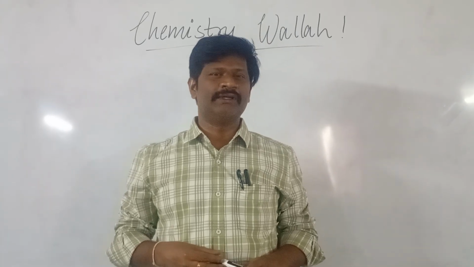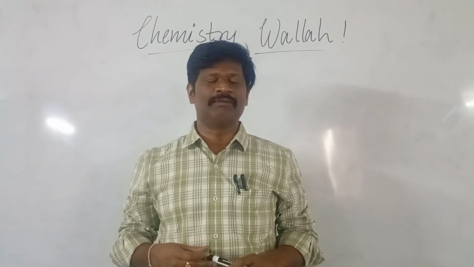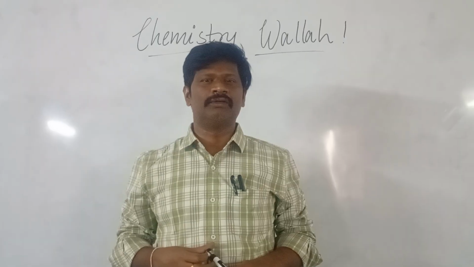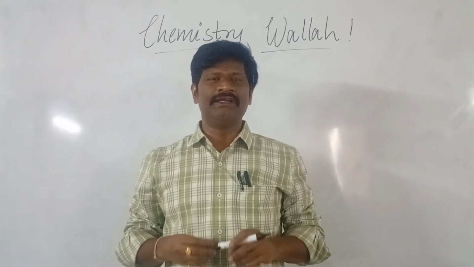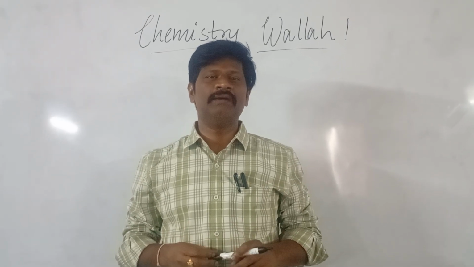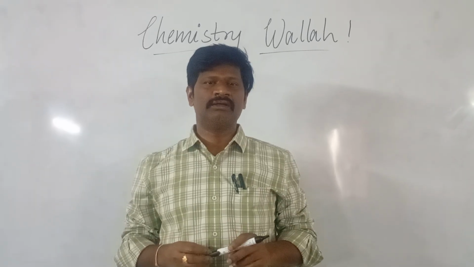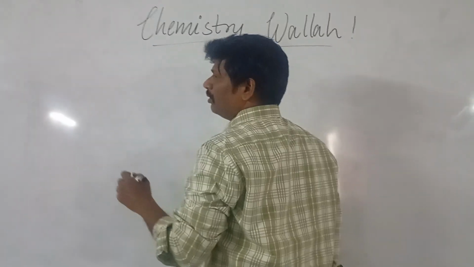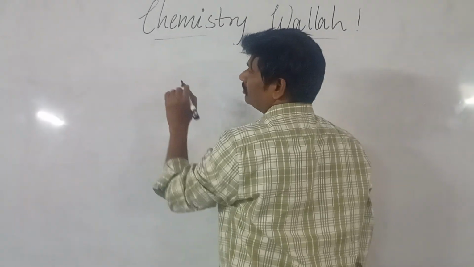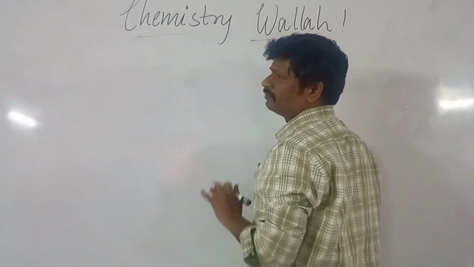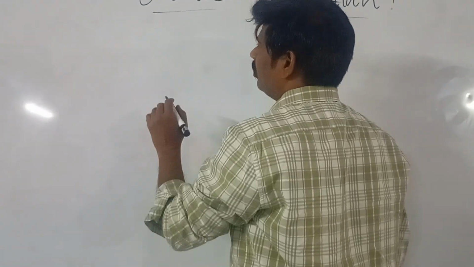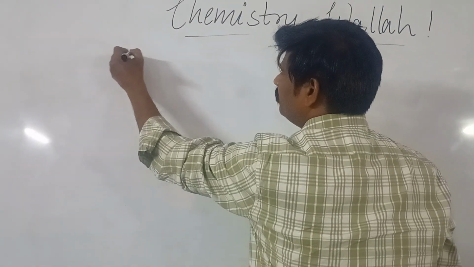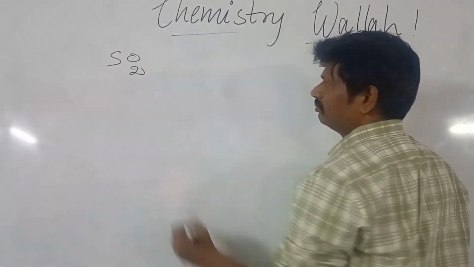Hi students, today I am going to discuss how to find out pπ-pπ, pπ-dπ bonds in the following compounds. Every couple of years we have problems on this type of theory. How to solve? First example, sulfur dioxide.